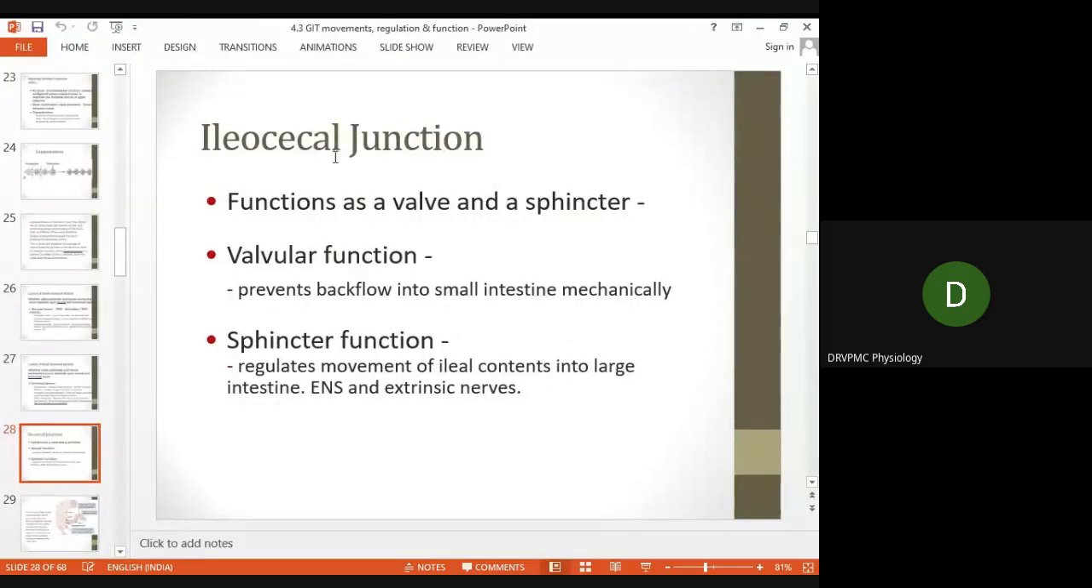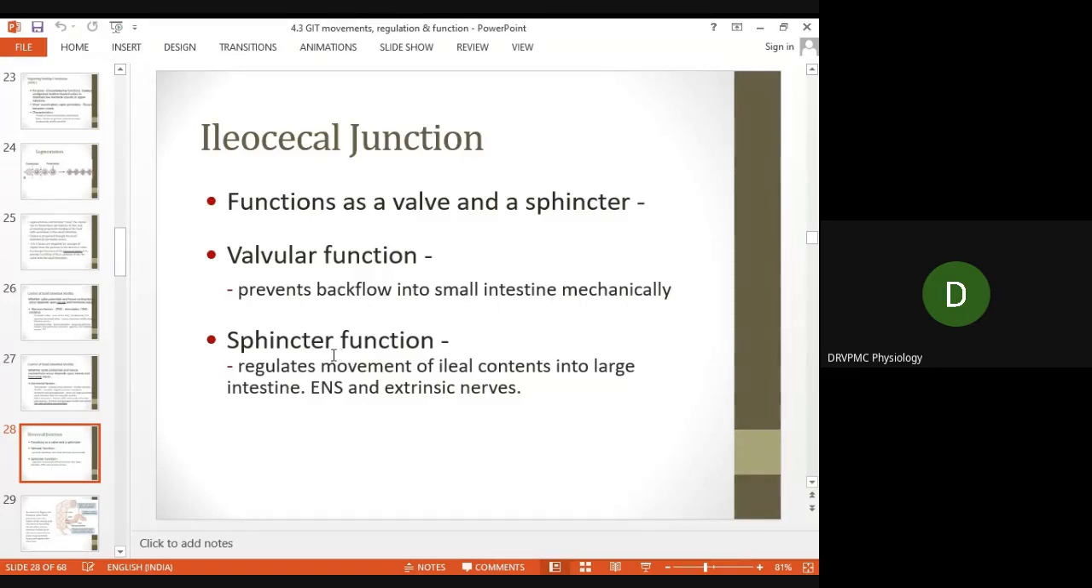Coming to the ileocecal junction, from the small intestine to the large intestine. This is the junction. It functions as a valve, as a sphincter. What is the valvular function? As a valve, it prevents the backflow of the contents into the small intestine mechanically.